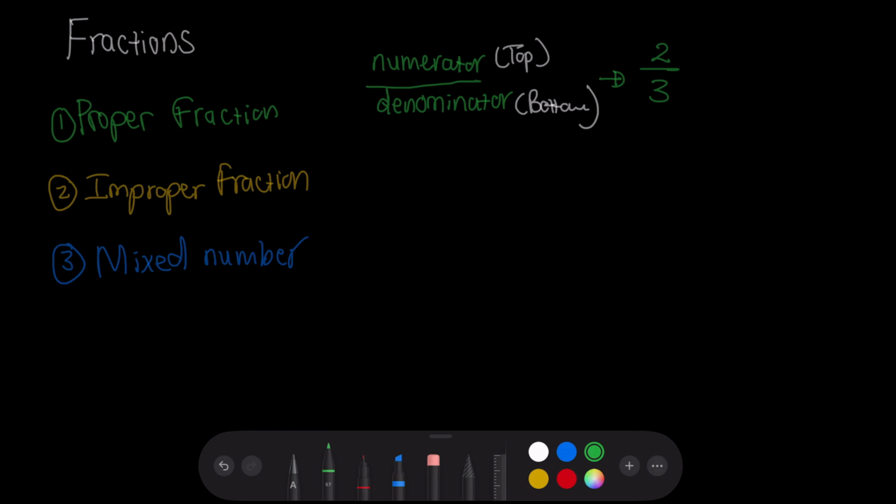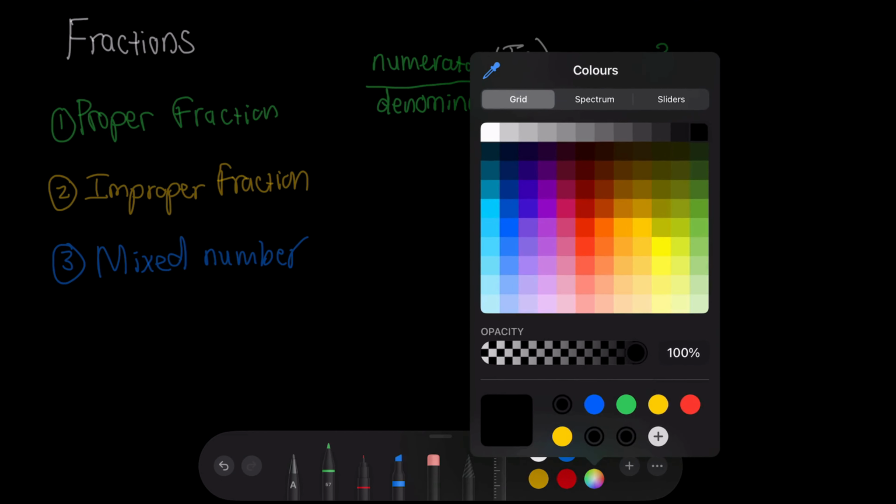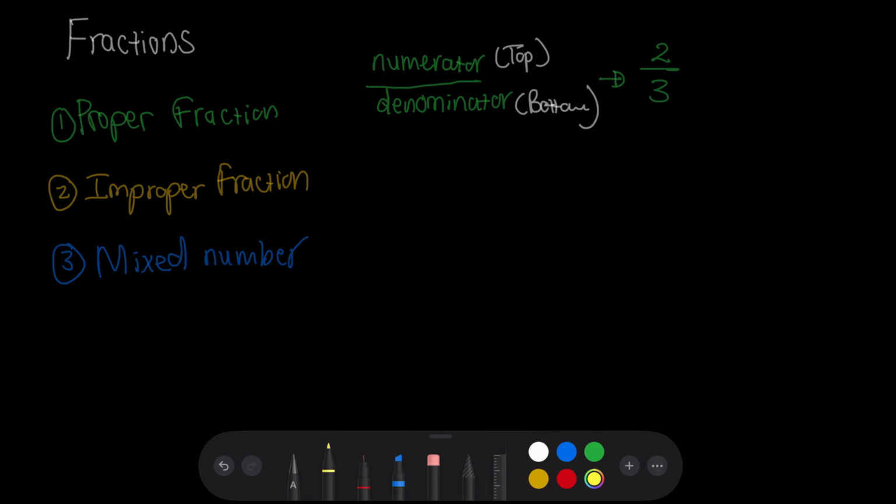Why? Because the numerator is smaller than the denominator. So when your numerator is smaller than your denominator, meaning that the number at the top is smaller than the number at the bottom, then it is known as a proper fraction.